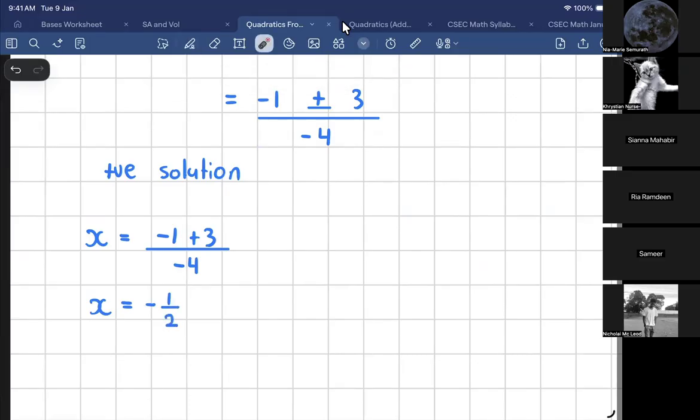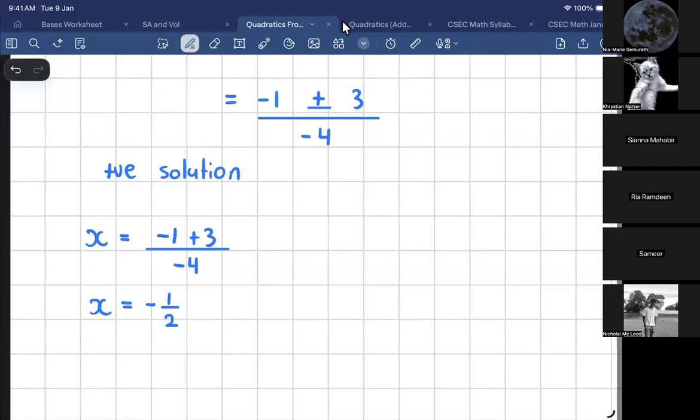If you're confused, watch. Negative 1 plus 3 is 2, and we have negative 4. So 2 goes into 2 one time, and 2 goes into 4 two times. So you end up with negative a half. The main thing is you understand.